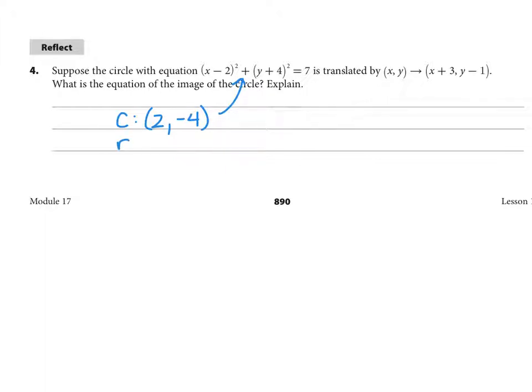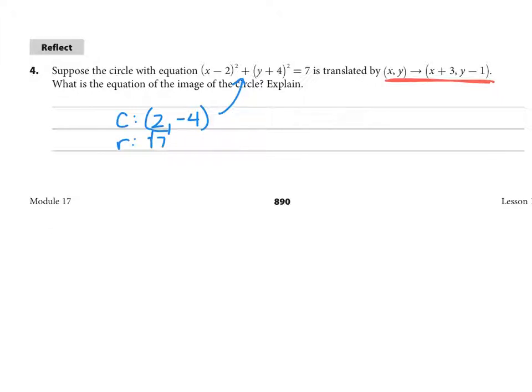Remember, the other side of the square root is like radius squared. So the actual radius is the length square root of 7. Okay, so now what this question is actually asking is, if we translate that using this transformation, what will the equation of the image of the circle be?